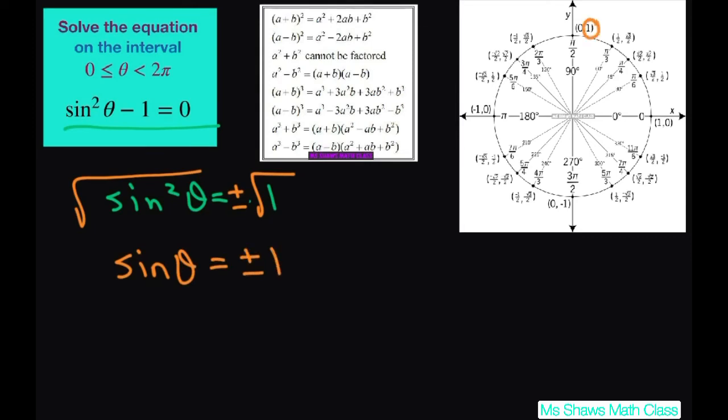There's your plus 1. There's your negative 1. And so theta would equal pi divided by 2 and 3 pi divided by 2. Same results either way.